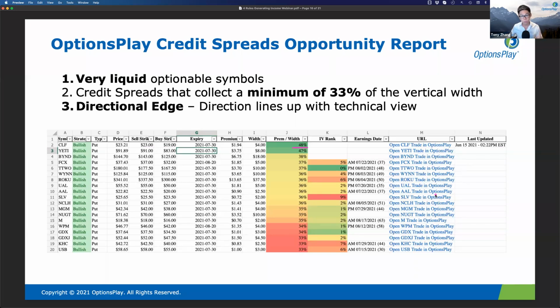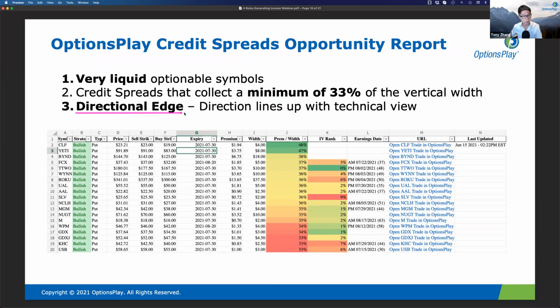So what we do here in our credit spread opportunity report, number one, we filter only for very liquid symbols. So no stocks on this report will you ever have trouble filling an order near the midpoint. These are trades that can be filled at the midpoint, if not exactly on the midpoint. And we're looking for credit spreads that collect a minimum of 1/3 of the width. But as you can see, almost all of the trades collect significantly more than 1/3 of the width. We're trying to find this skew in your favor.